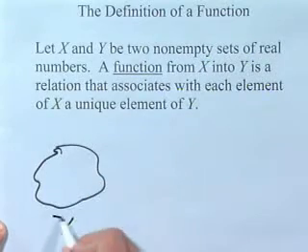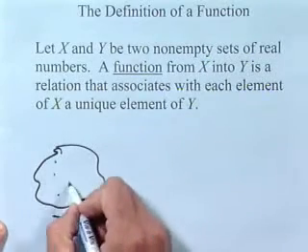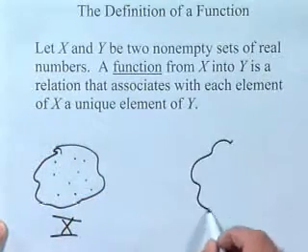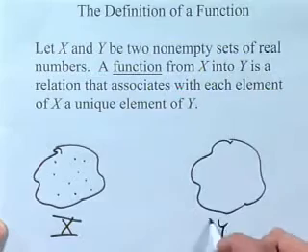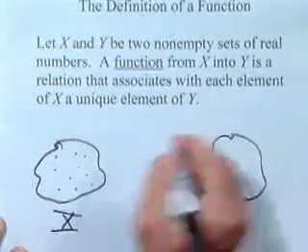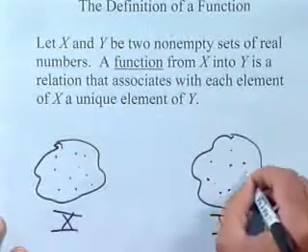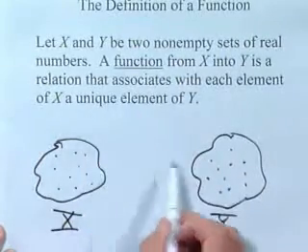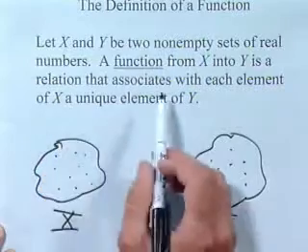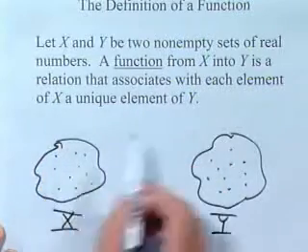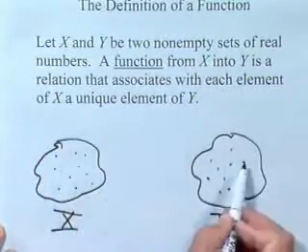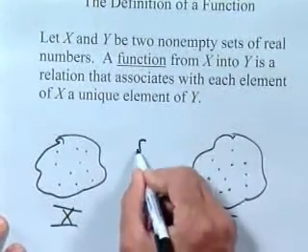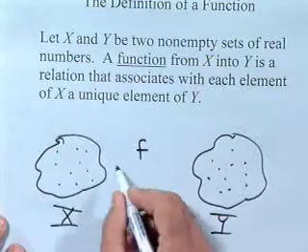So let's say there's a set x. It contains a bunch of real numbers, okay? And here's a set y. They're non-empty, which means they contain some points or some numbers. A function from x into y is a relation that associates with each element of x a unique element of y. So if I wanted to draw a little picture here, I'll call my function f, okay?